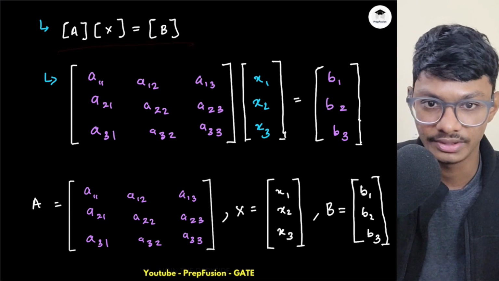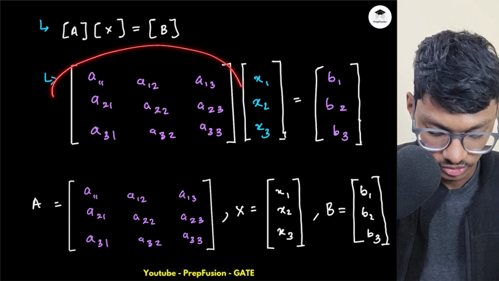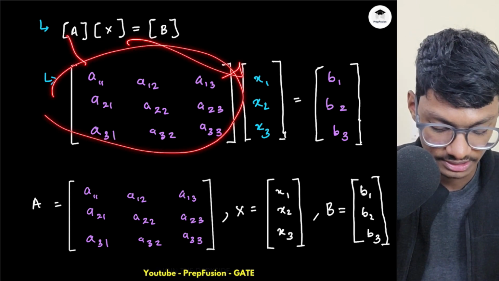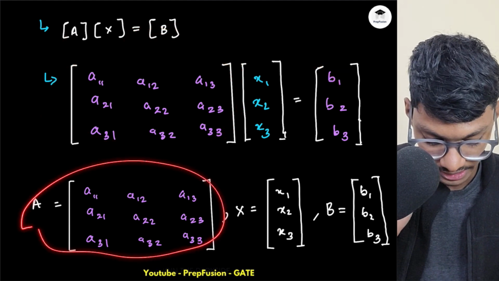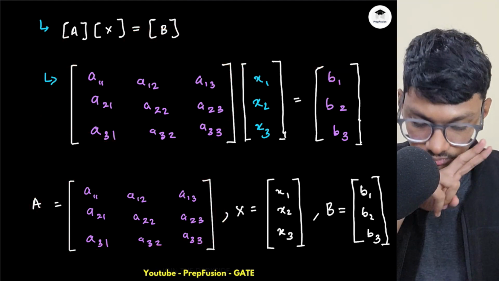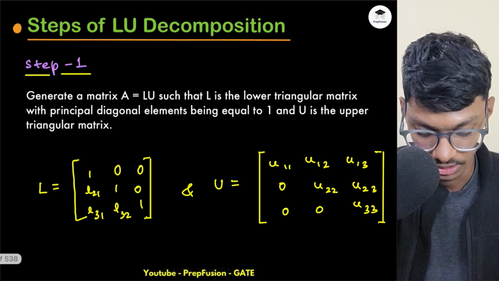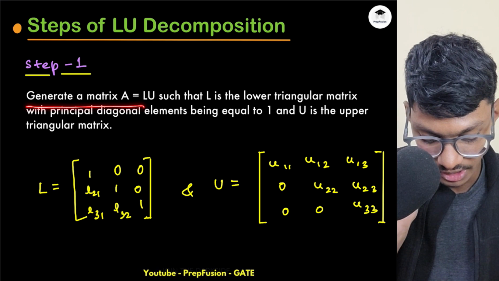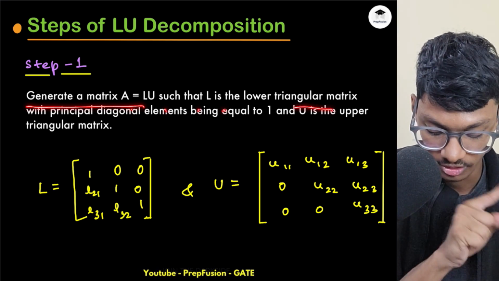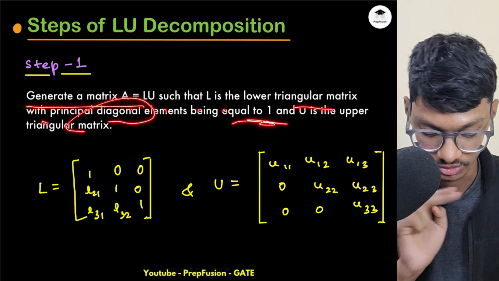So basically this is the simple equation that we know, right? Ax equals b. So I just put the value of A here, x is here, and b is here. Now this A can be broken down into a lower triangular matrix and an upper triangular matrix for that particular condition. Now what are the steps? First, generate a matrix A equals LU such that L is a lower triangular matrix with principal diagonal elements equal to 1. So you have to remember this.